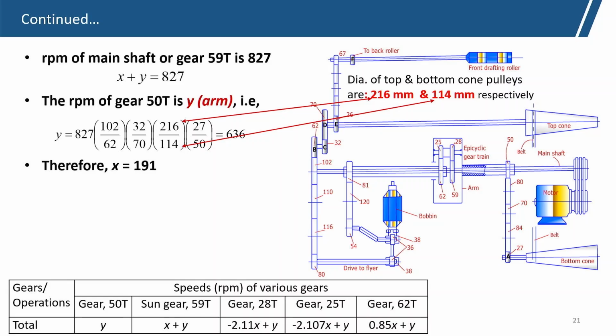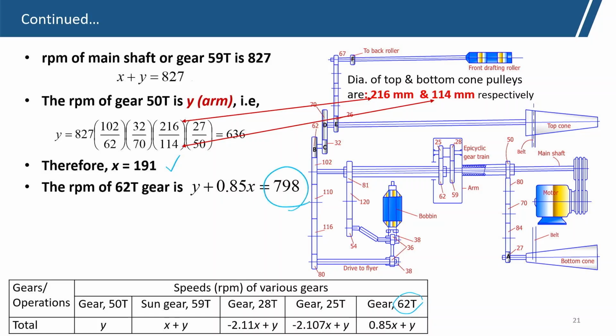Therefore, x will be 827 minus 636, so 191, that is x. So, the RPM of the 62 teeth gear, that is the output, will be 0.85, which is the epicyclic gear ratio, multiplied by x plus y. So, we can calculate this, and it will become 798.